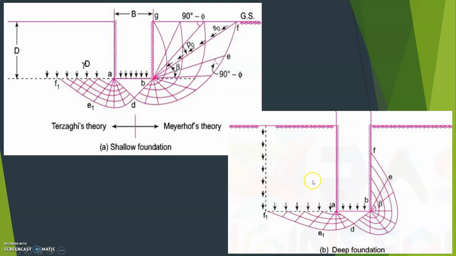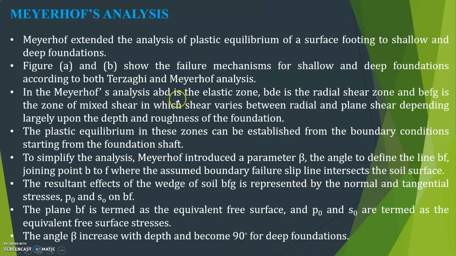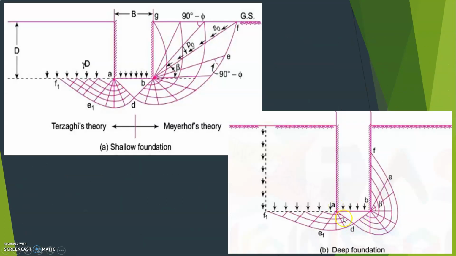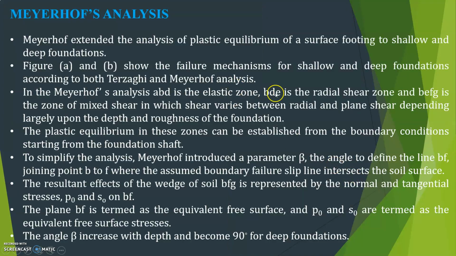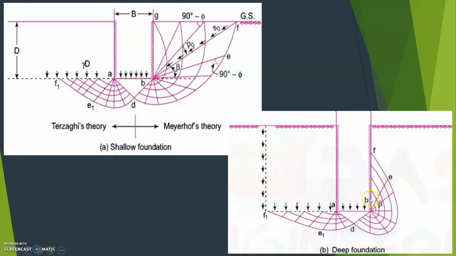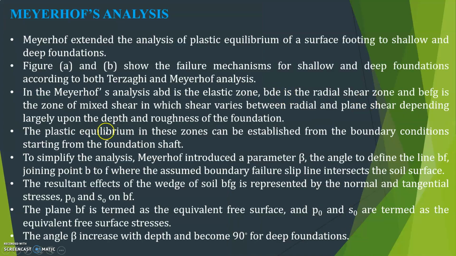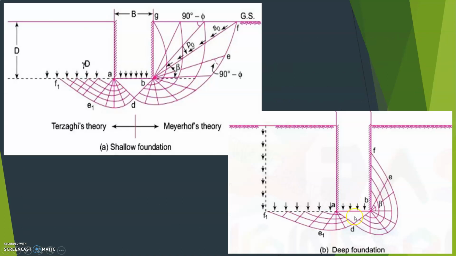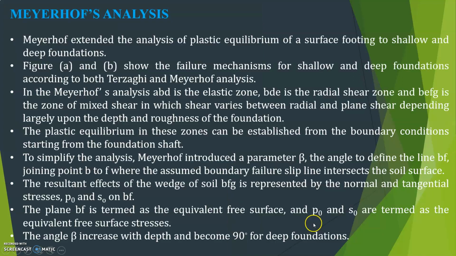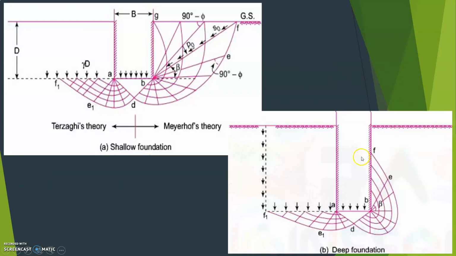See here, ABD is the elastic zone, that is this portion. BDE is the radial zone, and BEFG is the mixed zone. Everything is explained, so just go through that.